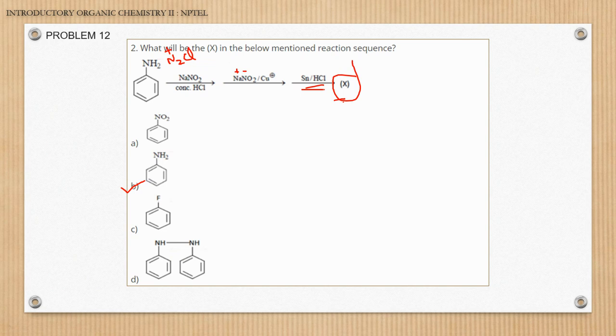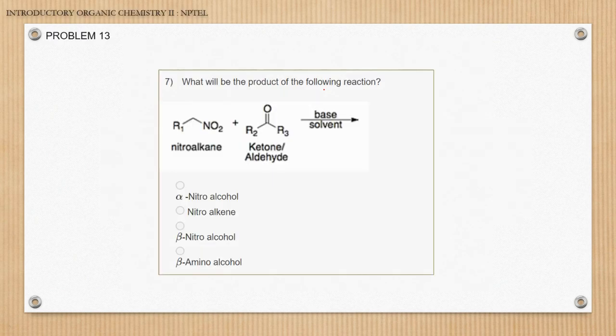Okay, moving forward. In problem number 13, what will be the product of the following reaction? They have treated this nitroalkane with a ketone or aldehyde in the presence of base and solvent. So base is there, the nitroalkane is there, and it is attacking this ketone and aldehyde. Can anyone tell me what the reaction product will be? It is a very simple reaction.